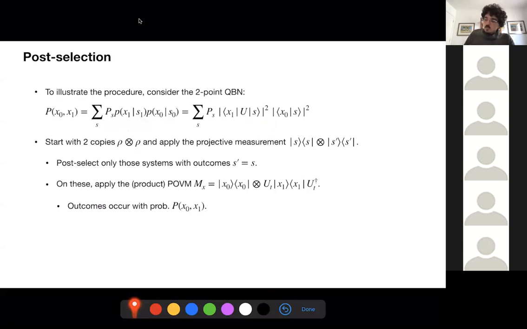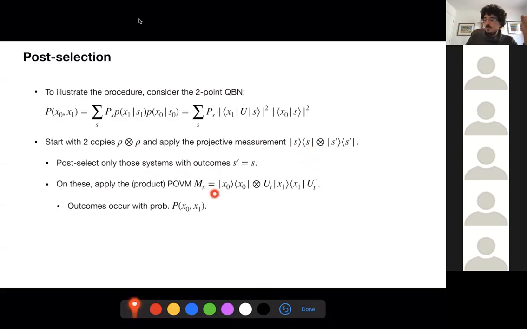The idea now is that we start with 2 identical copies of the system. So instead of just starting with rho, we start with rho tensor rho, so independent copies. And we projectively measure on their initial eigenstates, so on the basis S. So we do a projective measurement on S and S prime. This will give us different outcomes with different probabilities. But now we post-select them. We only select those experiments where the outcome of the second copy was exactly the same as the outcome of the first one. If they ended up in different outcomes, we throw them away and repeat. And whenever they are equal, we keep it, and then we apply a POVM.